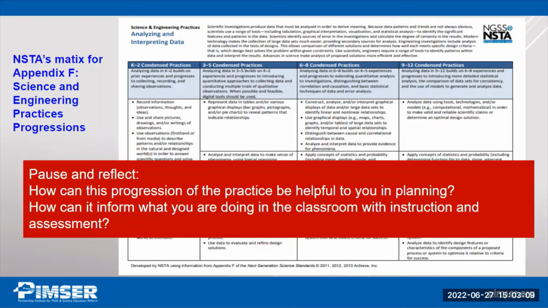So let's take a moment and reflect. How can this progression of the practice be helpful in planning? And how could it help inform what you're doing in the classroom with instruction and assessment? Please pause for a moment and share your ideas on how you can use this matrix with your group.